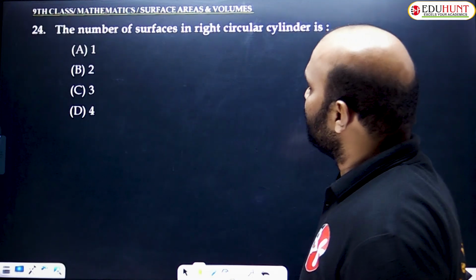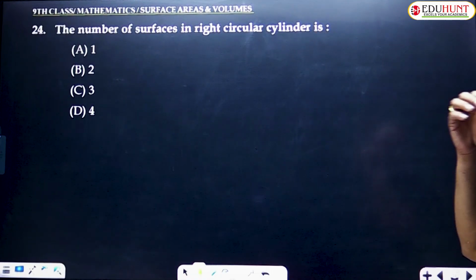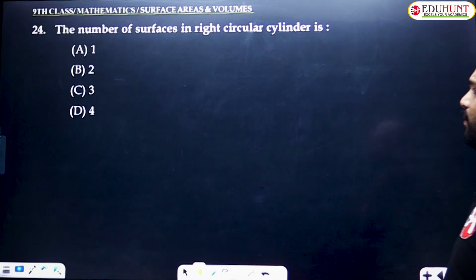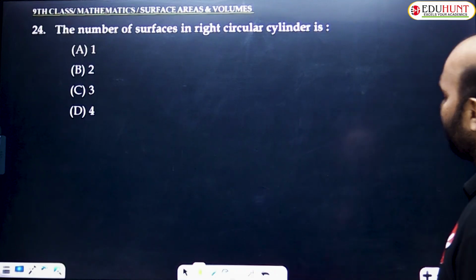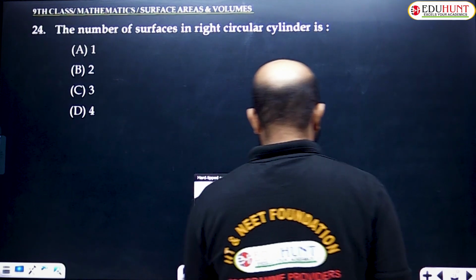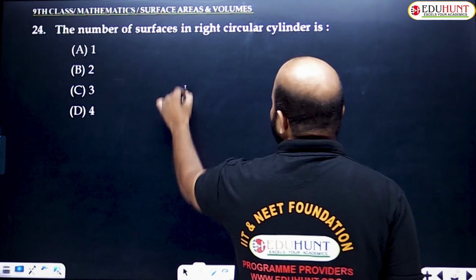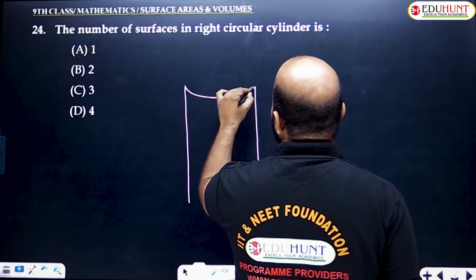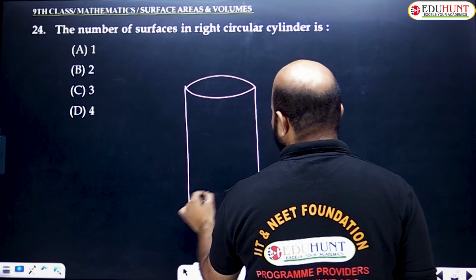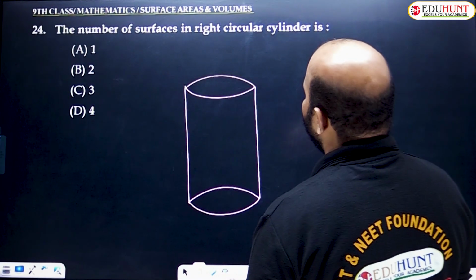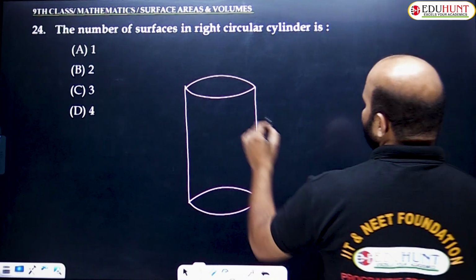Let's go to question number 24. The number of surfaces in a right circular cylinder is: option A 1, option B 2, option C 3, option D 4. So clearly we need to understand what I am asking, the number of surfaces. First, you can draw the circular cylinder. That means this is a cylinder. So we need to understand the number of surfaces the cylinder contains.